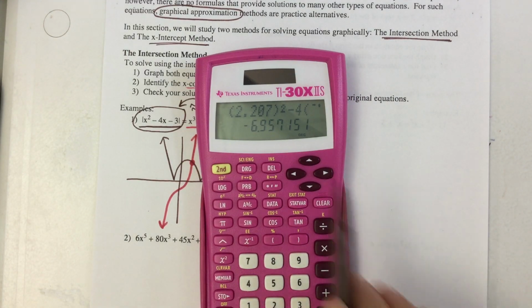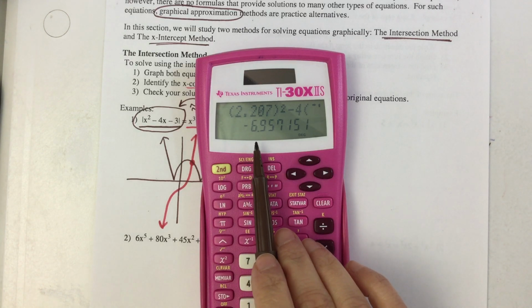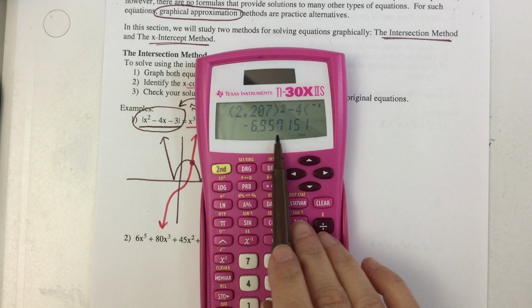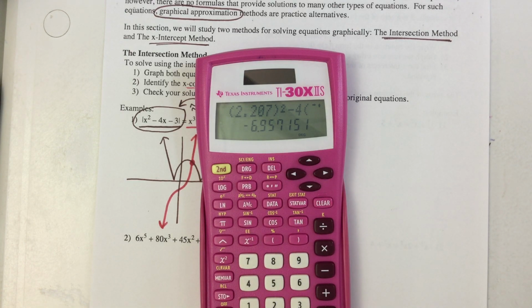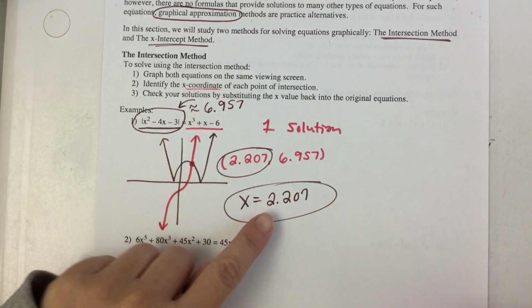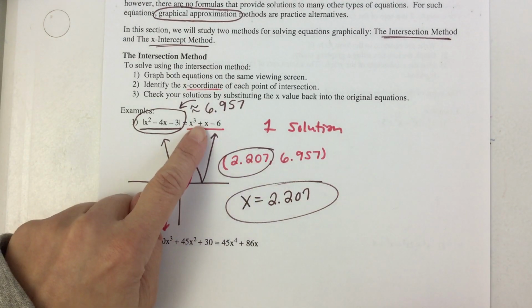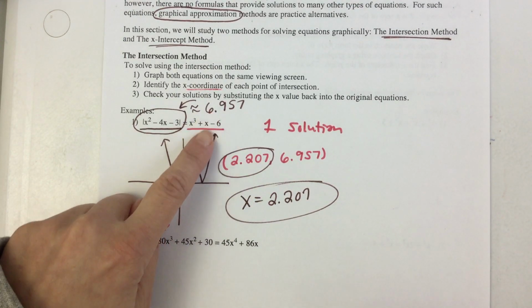Okay, remember if I had a negative and if I take the absolute value of a negative, what you're saying is how far is this value away from 0 on a number line? Well, it is 6.957 units. The negative just means that you're going to the left. Okay, now to make sure that if I fill 2.207 into the other equation, you want to make sure you get the same answer.